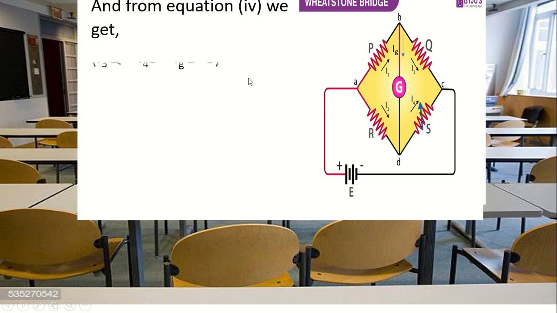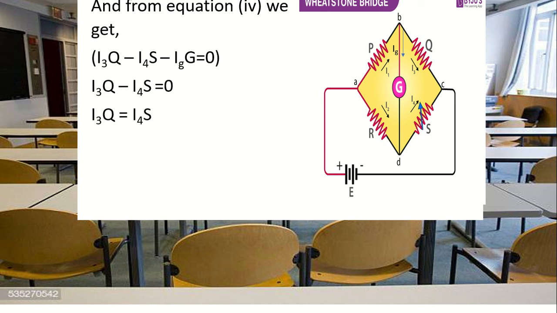And from equation 4, when we applied Kirchhoff's voltage law in this loop, we got the equation I3Q minus I4S minus IGG equal to 0. If we put the value of Ig equal to 0, then it becomes I3Q minus I4S equal to 0. So from here we can write I3Q equal to I4S. Also we can write I4 by I3 equal to Q by S. Equation 7.